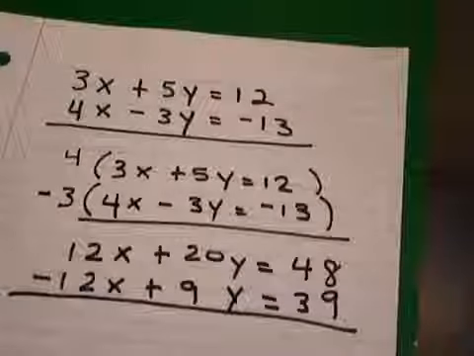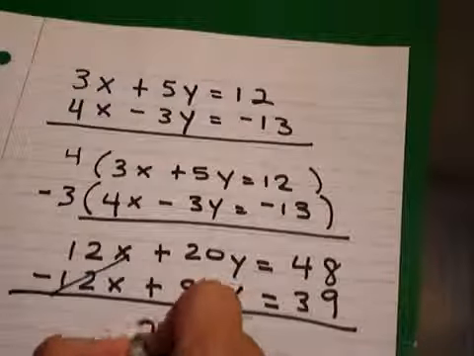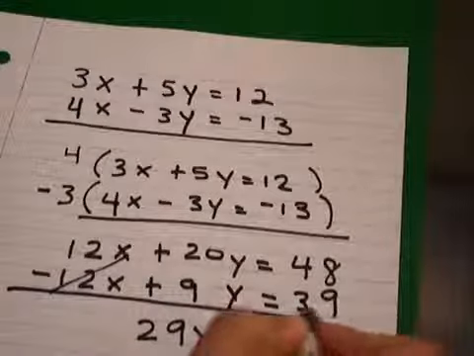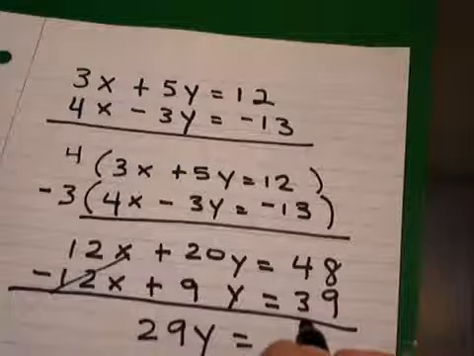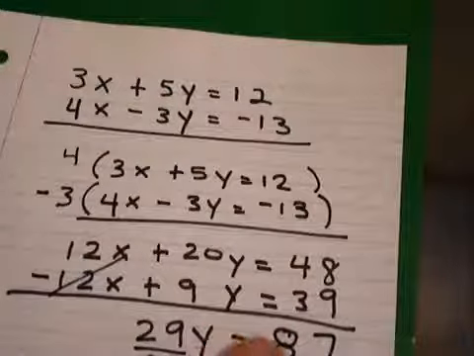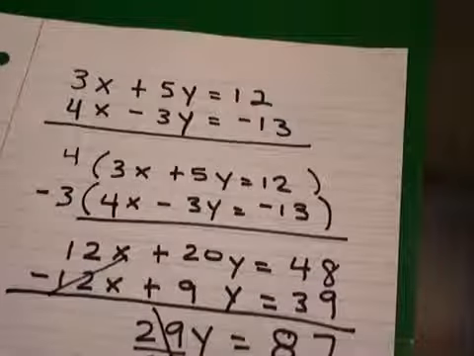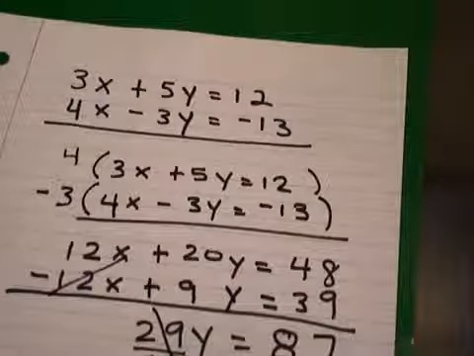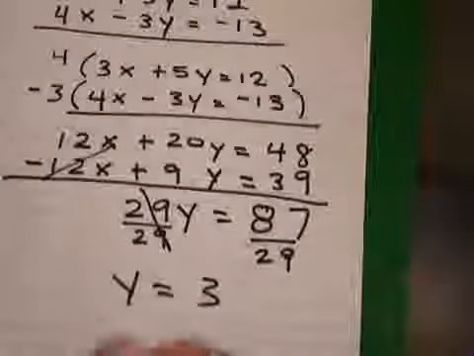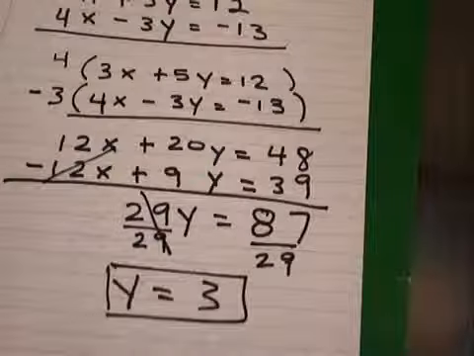Now as you can see, the x's will cancel out. 20 and 9 is 29y is equal to 48 plus 39, which is equal to 87. You divide by 29, and y is equal to 87 divided by 29, which is equal to 3. So now we have y is equal to 3. That's the first answer.